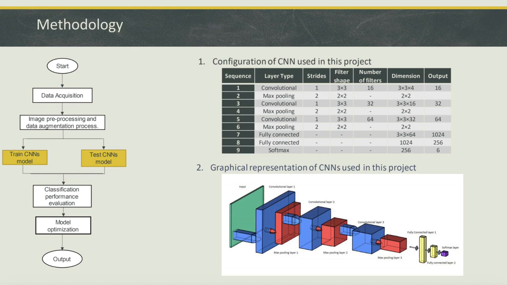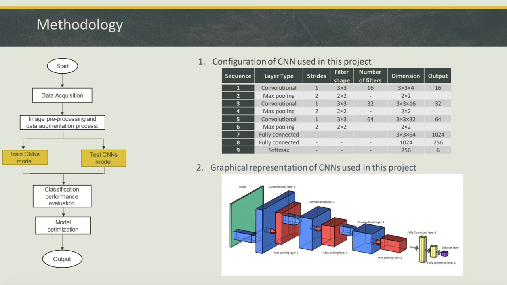For this project, a convolutional neural network is selected as the network architecture to train a deep learning model. Based on the table, the proposed CNN consists of three convolutional layers. The first convolutional layer consists of 16 3x3 filters. This layer is followed by a max pooling layer with a 2x2 filter shape and 2 stride. The max pooling layer reduces the dimension of the feature map, which is the output of the convolution layer.